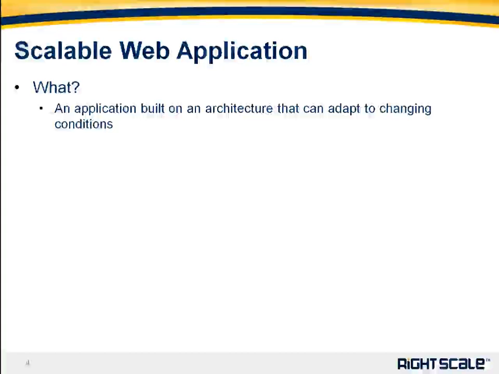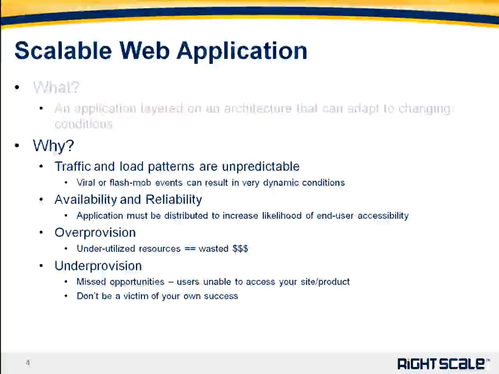Before we delve into the nitty-gritty details, though, I did want to set the stage a bit with the whats and the whys and the whens and the hows, as Michael had alluded to. So for the purpose of this discussion, what we're going to be calling a scalable web app is an application built on an architecture that can adapt to changing conditions. The important thing to note here is that both the application and the architecture need to be able to adapt. They need to be dynamic. You can have the greatest architecture in place, but if your application can't take advantage of it, well, you're not really going to be able to scale. So we'll talk about some of these details as we get a little bit further into the webinar this morning.